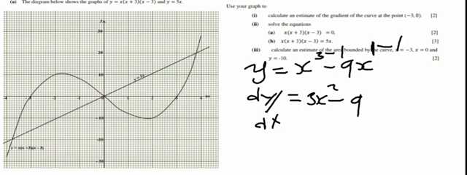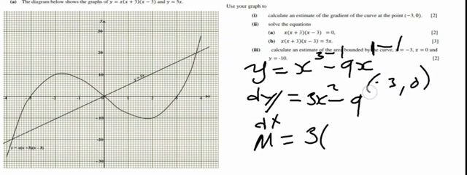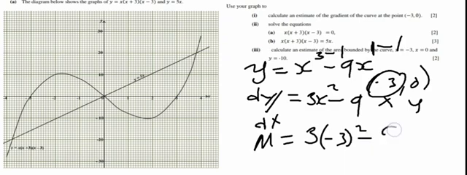So let's find the gradient. Since dy/dx is equal to gradient, I'm just going to say gradient is equal to 3(...). Then the coordinates here we have (-3, 0). This one is the value of x, and this one is the value of y. So where there is x, we are going to put negative 3, and include the power, minus 9. So negative 3 to the power 2, that is positive 9.